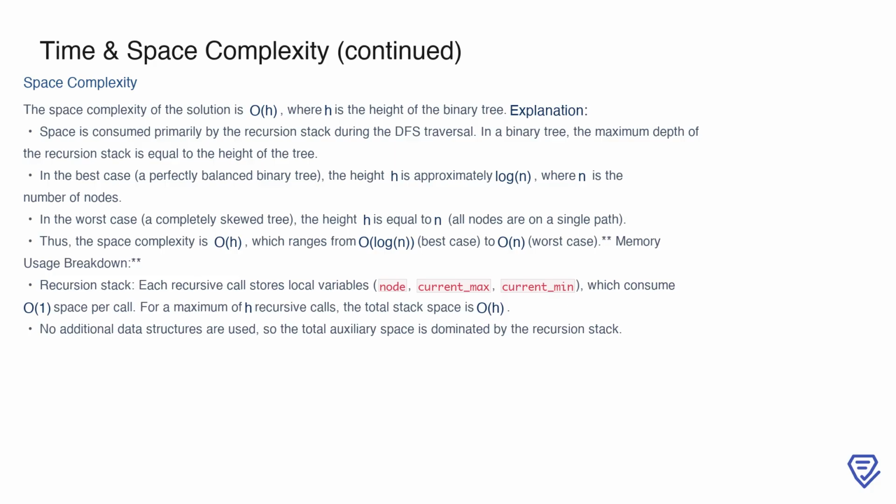The memory usage primarily comes from the recursion stack, with each recursive call storing local variables like node, current_max, and current_min, which consume O(1) space per call. With a maximum of h recursive calls, the total stack space is O(h). Since no additional data structures are used, the overall auxiliary space is dominated by this recursion stack.